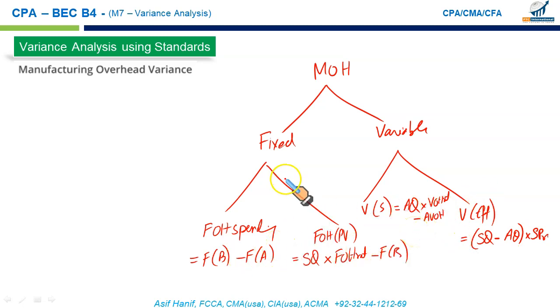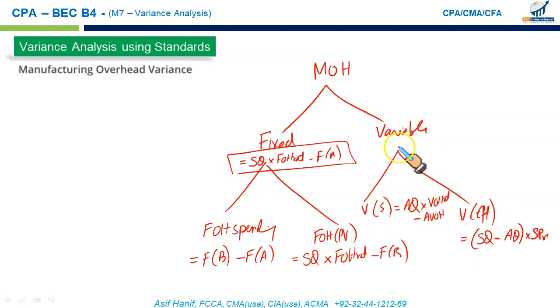Now let's say you have to find out the overall fixed overhead variance, simply add these up. Fixed overhead budget plus minus will be netted off. What you will be left with, if you want to find the overall fixed overhead variance, is the standard quantity times the fixed overhead rate minus fixed cost actual. This will also give you the fixed overhead under applied or over applied.